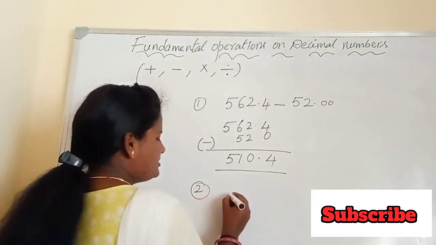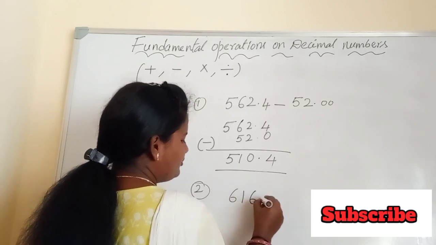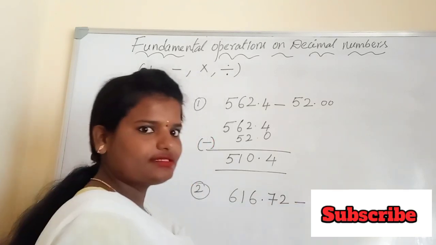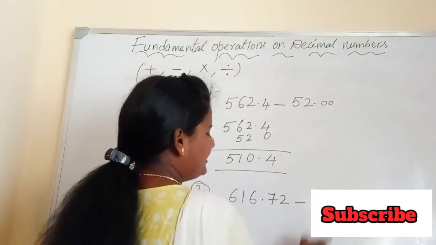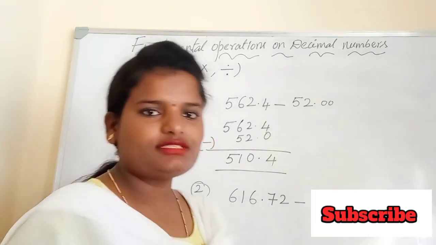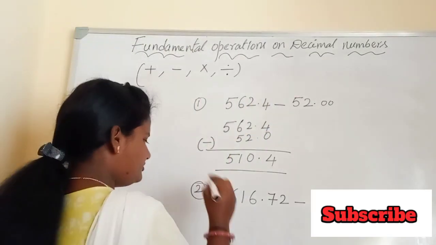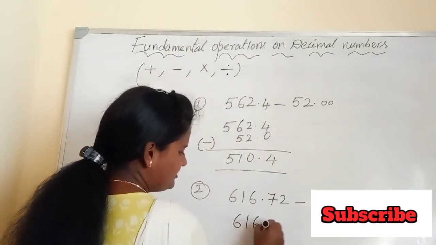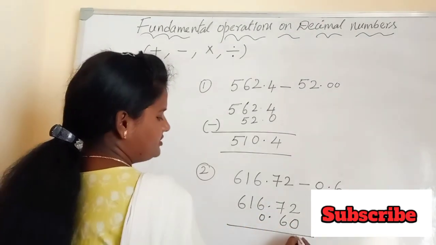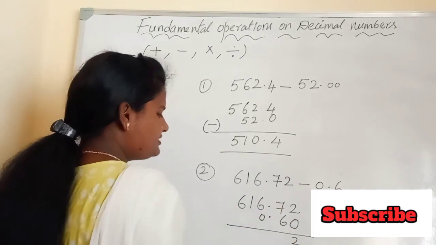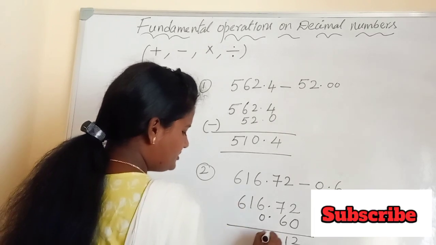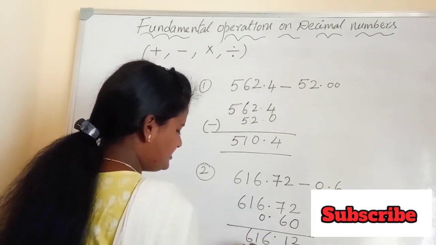Right. So now 616.72 minus 0.6. How to subtract these two numbers? So 616.72. Point below the point. 2 minus 0 is 2. 7 minus 6 is 1. 6 minus 0 is 6. 1 and 6 are as they are.